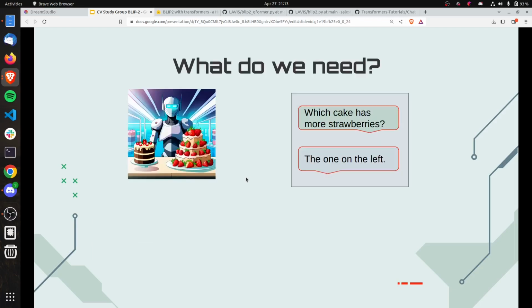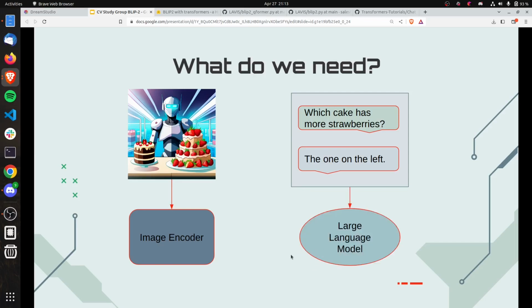And now we have a look at how it does it. So first we can ask, okay, what do we need? We've got an image and we want to chat. For the image, it's a pretty good idea to have something like an image encoder so that we can create a representation of this image that we can then hand on to a large language model, because that is what lets us chat.